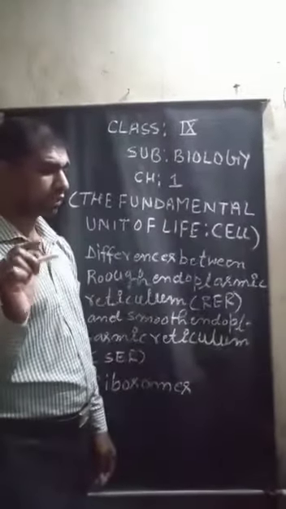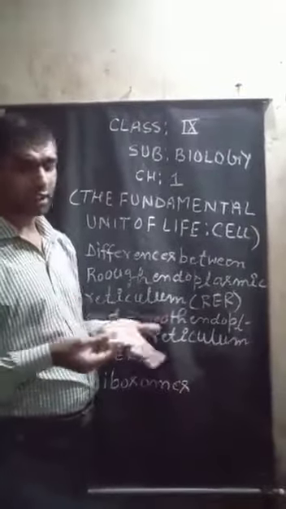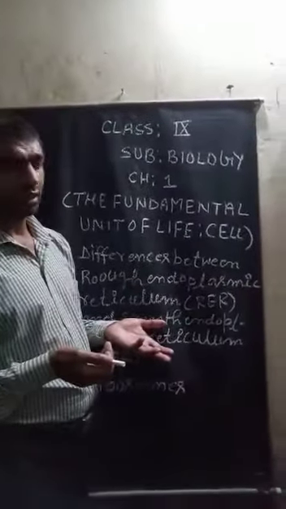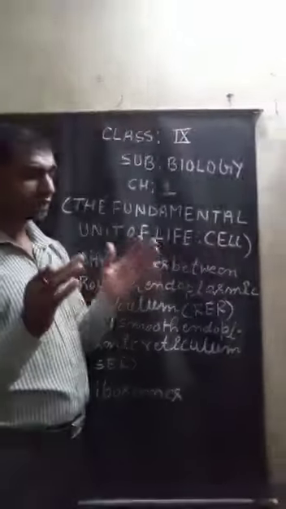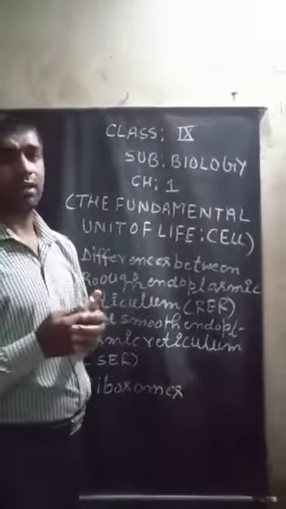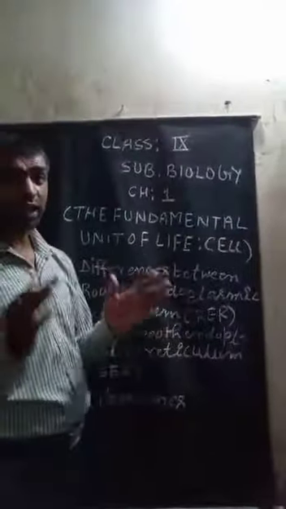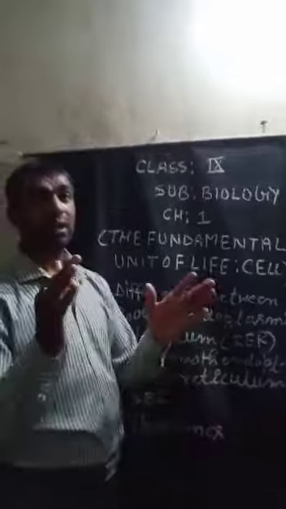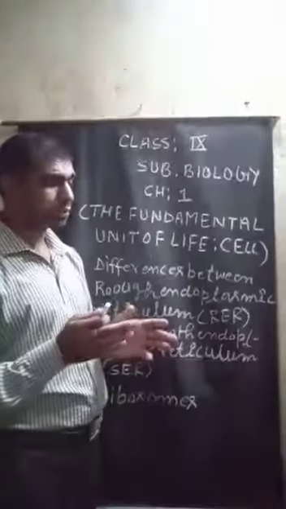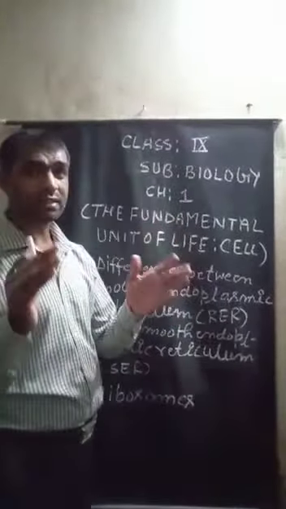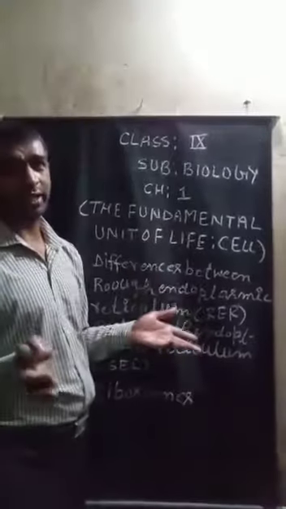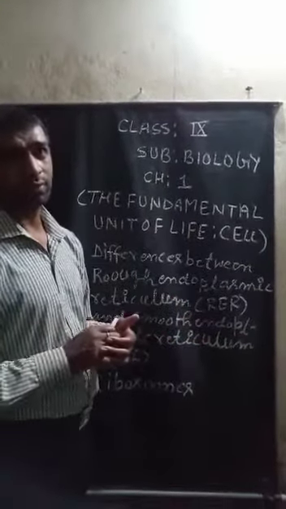Once again, try to understand why ribosomes are called the protein factory of the cell. Ribosomes are known as the protein factory of the cell because ribosomes are the site of protein synthesis in the cell. That's why they are called the protein factory of the cell.